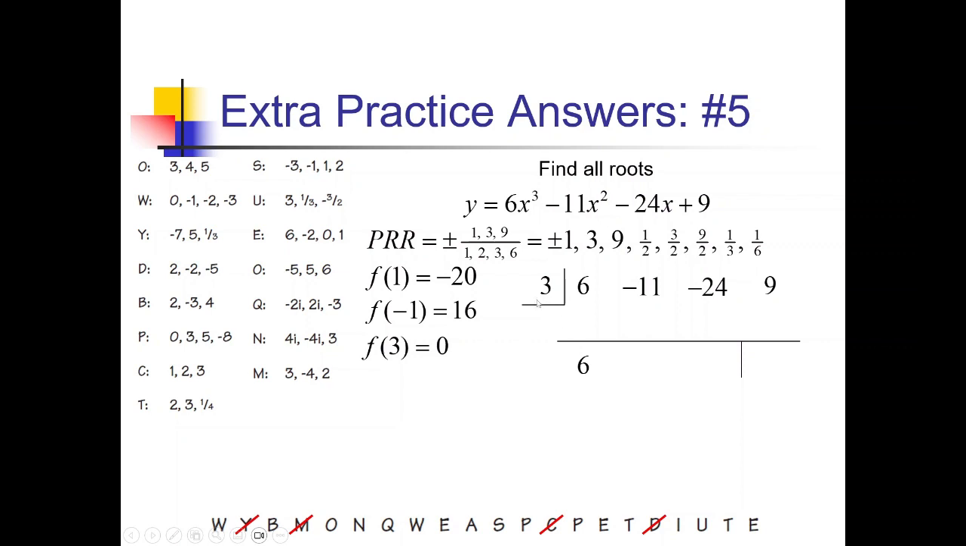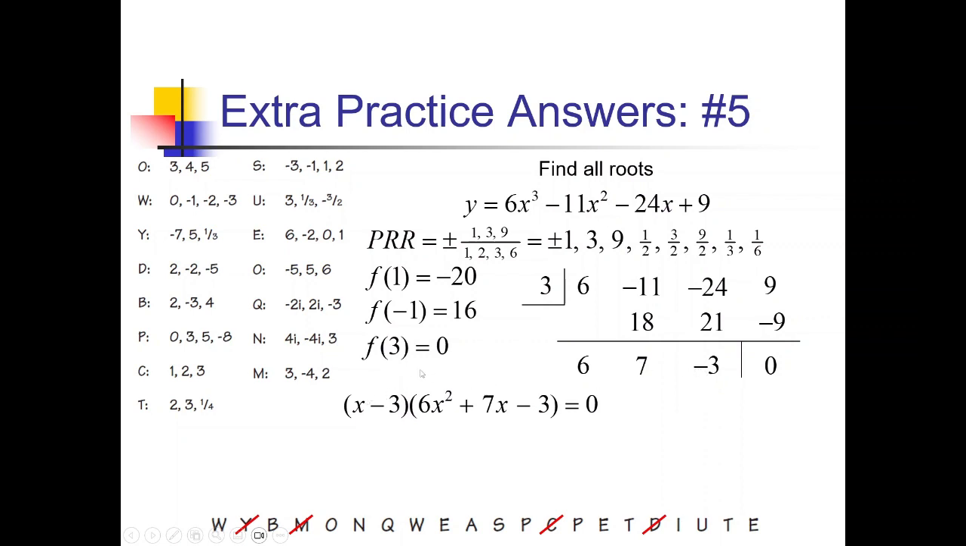Bring down the 6. Times 3 is a positive 18. Plus -11 is 7. Times 3 is 21. Plus -24 is -3. Times 3 is -9. All that adds up to 0. So we have x minus 3 times 6x squared plus 7x minus 3.